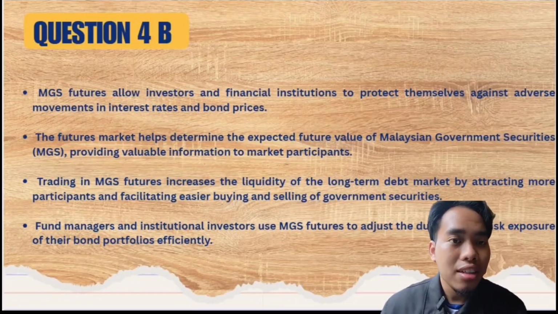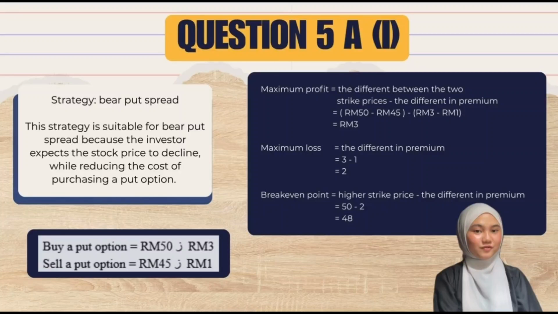Let's go next to question 5. Let's dive straight into question 5A. In this scenario, our investor expects ABC company's stock price to decline. To profit from this drop while minimizing potential losses, the investor sets up a bear put spread. To do this, the investor buys a higher strike put option at RM50 for a RM3 premium. At the same time, they sell a lower strike put option at RM45 and receive a RM1 premium. Because they pay RM3 but get RM1 back, the net cost to set up this trade is exactly RM2.